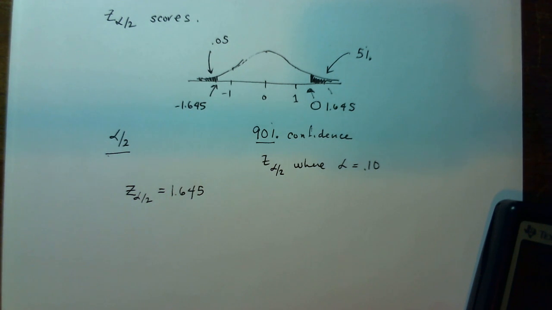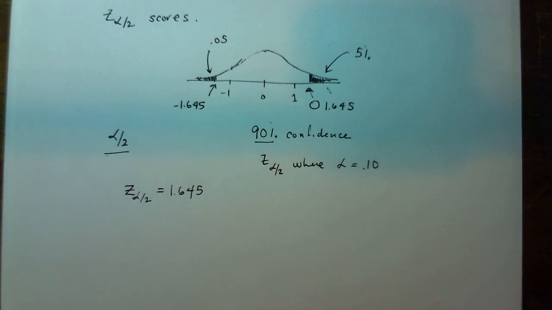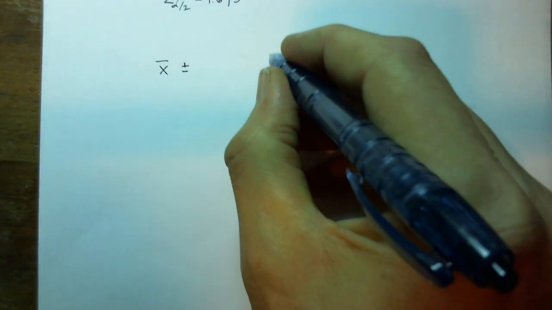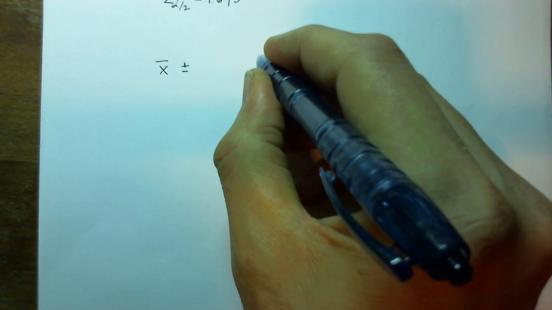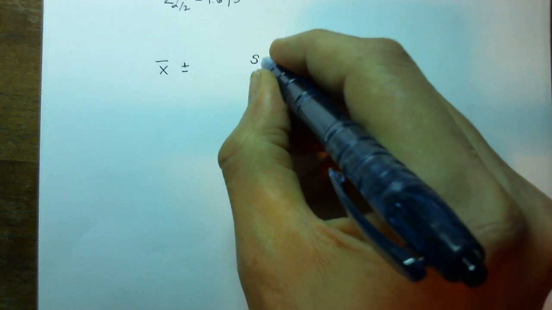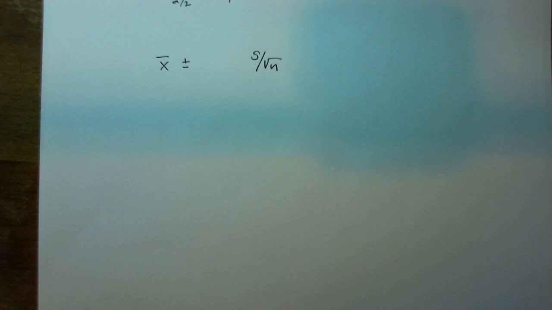Piece of cake, huh? Now, there is one situation where we don't use z. If we are doing a confidence interval for the mean, if we're using x bar plus or minus, and we don't have sigma, so instead of looking at sigma over the square root of n, we're looking at s over the square root of n, in that case, we need to get a t alpha score. And if you have a TI-83 plus silver edition, it's really a piece of cake. We'll get into that in a second.